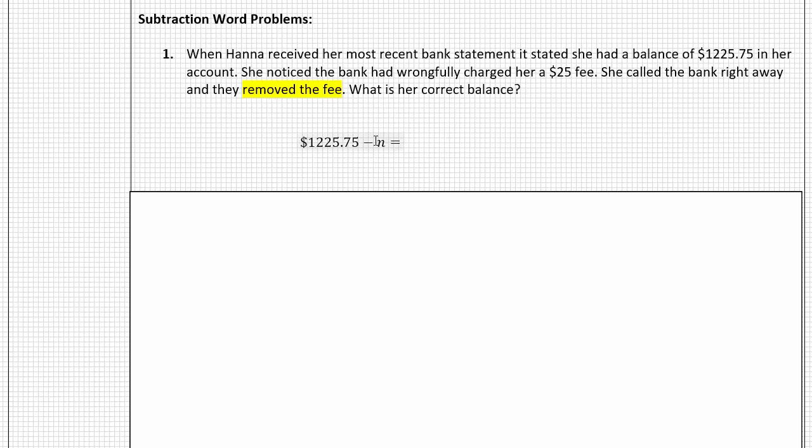So I was going to replace n with the integer negative 25, like that. So this was the balance on her statement, and when she called them, they removed the fee, so we subtracted a negative $25. What is that going to equal?